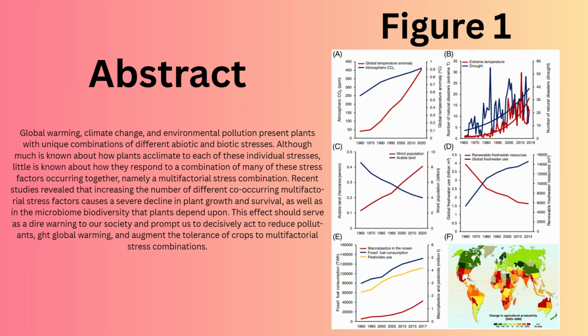Recent studies revealed that increasing the number of different co-occurring multifactorial stress factors causes a severe decline in plants' growth and survival, as well as in the microbiome diversity that plants depend upon. This should serve as a dire warning to our society and prompt us to decisively act to reduce pollutants, greenhouse gas, global warming, and augment the tolerance of crops to a multifactorial stress combination.